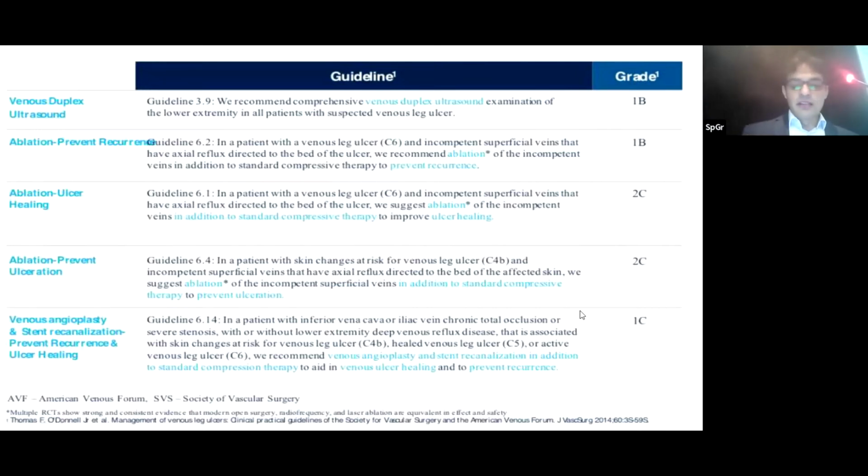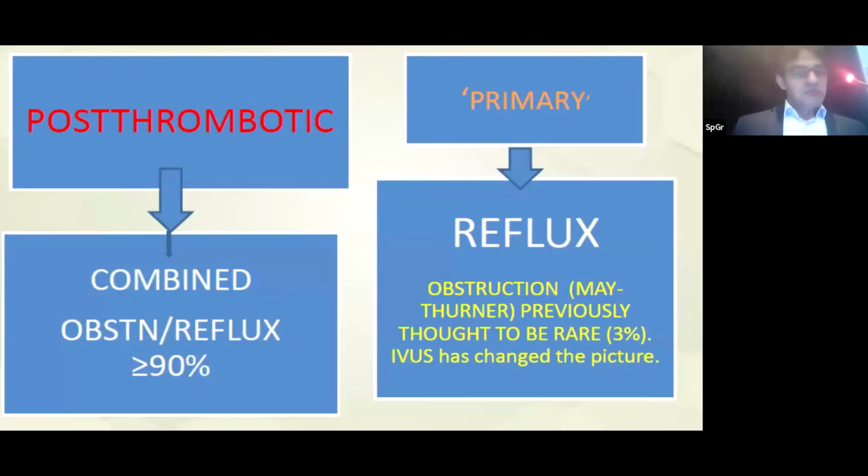But look at this last one, 1C, which is venous angioplasty and stent recanalization. It is a grade 1 recommendation. How often do we use it? It's very rare. Again, this is not an American College of Cardiology guideline. This is a vascular surgery guideline, right? Why do we say that?